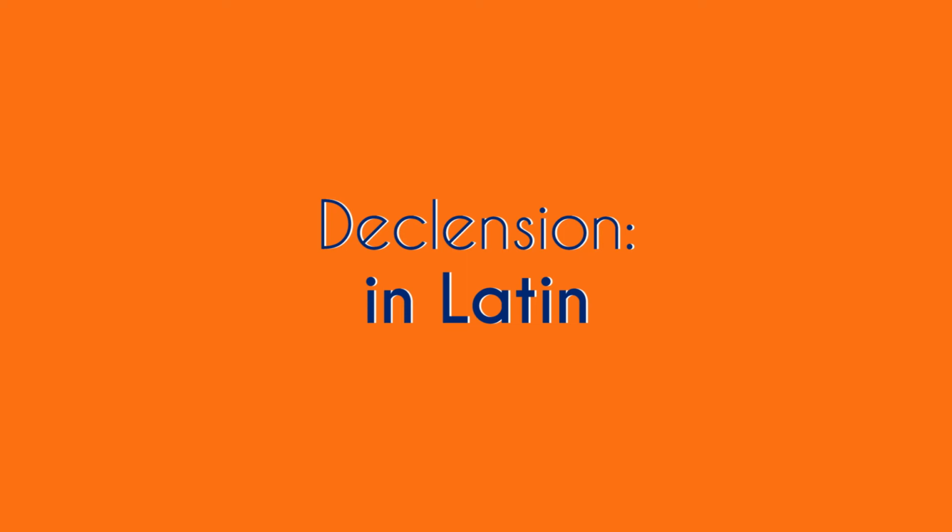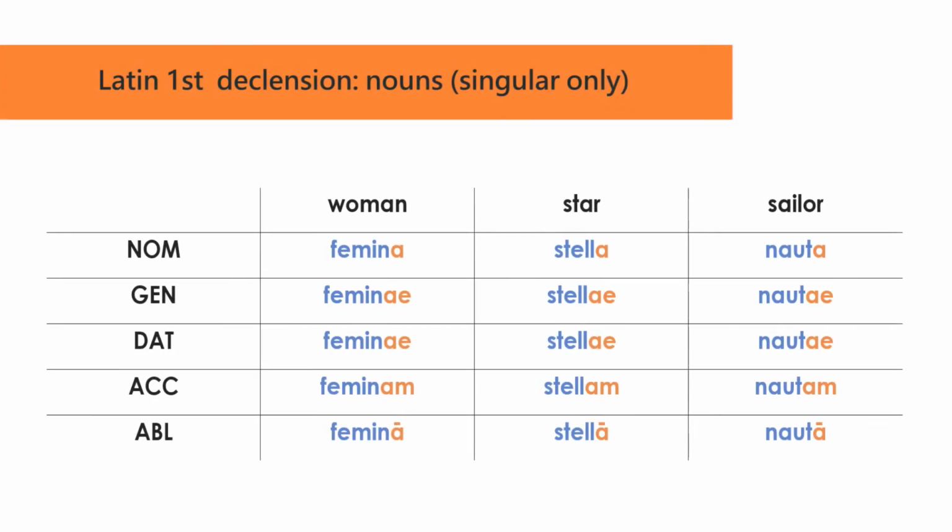Again, one of my favorite languages, Latin. Here you have an example of the first declension of nouns in Latin. For example, the word woman and the word star and then the word sailor. They all have the same endings. Whether you use the word woman, star, or sailor, all of them belong to the first declension in Latin. They are sensitive to case though. You have cases and you have more cases than in German. In German you have 4 cases. In Latin you have 5 cases. Nominative, genitive, dative, accusative, and ablative.